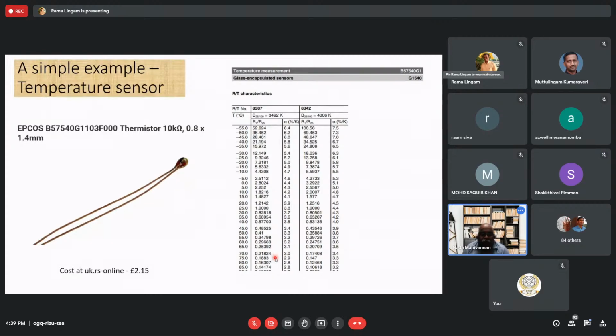goes up. From the ratio, we can create a function. We can use a mathematical model to create a function between temperature and the ratio, and that function can be built into the microcontroller to actually calculate the actual temperature.